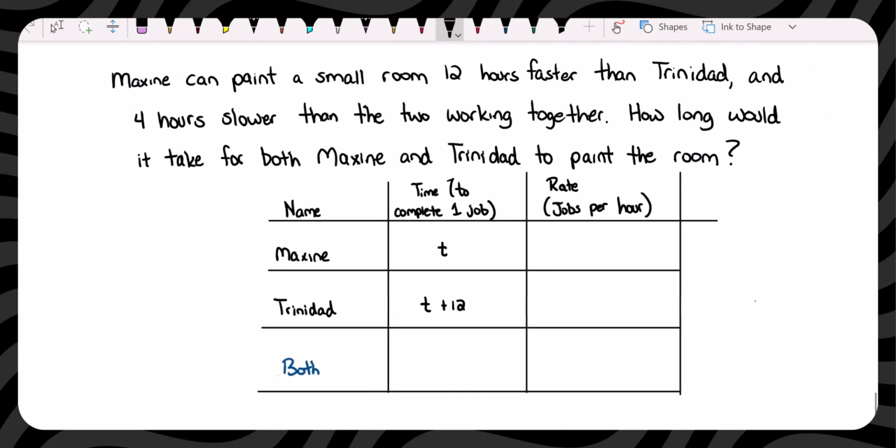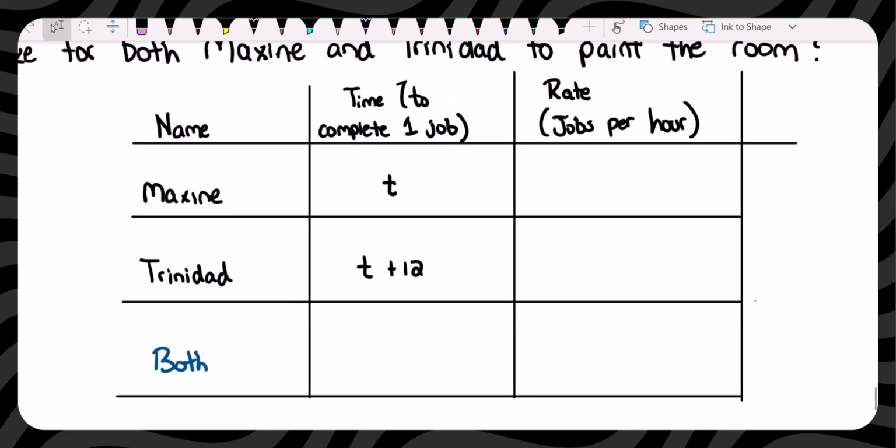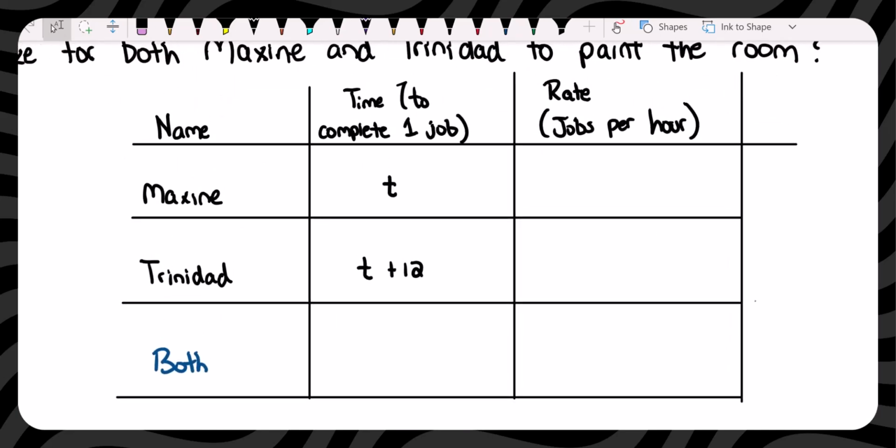Because again, Maxine can paint that room 12 hours faster than Trinidad. So if she took 1 hour, it takes Trinidad 13, that type of thing. Now, the key here is to note, if they're both working together, and again, let's just pretend that Maxine takes 1 hour to paint that room, so Trinidad takes 13. If they're working together, you're not going to add those two.